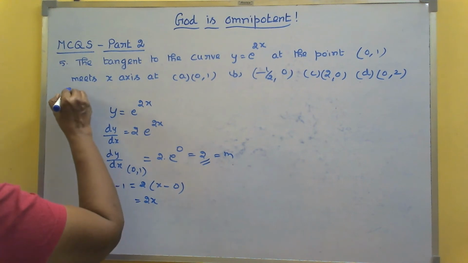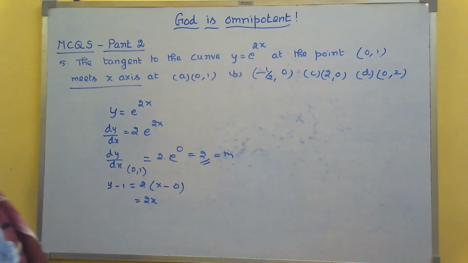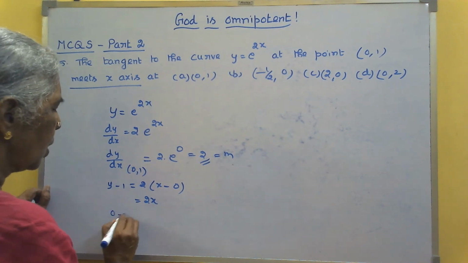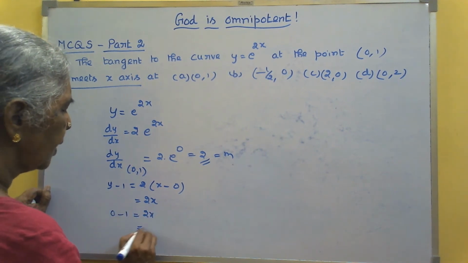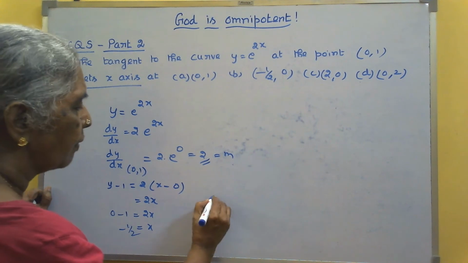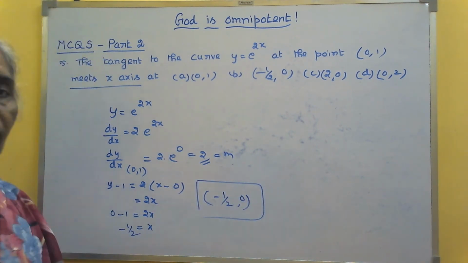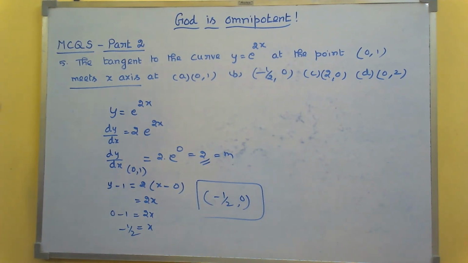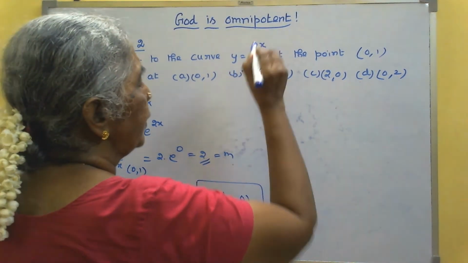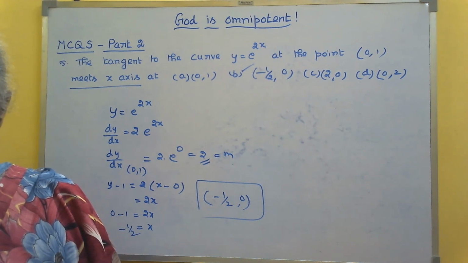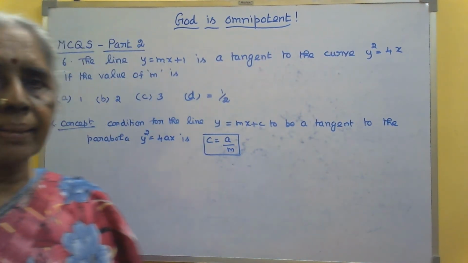Now, since it meets the x-axis, you know the y coordinate is 0. So 0 minus 1 is 2x. So x is equal to minus half. So (minus half, 0) is the point where the tangent meets the x-axis. So option B is your correct answer. Okay, do you understand? Let us see the sixth sum.